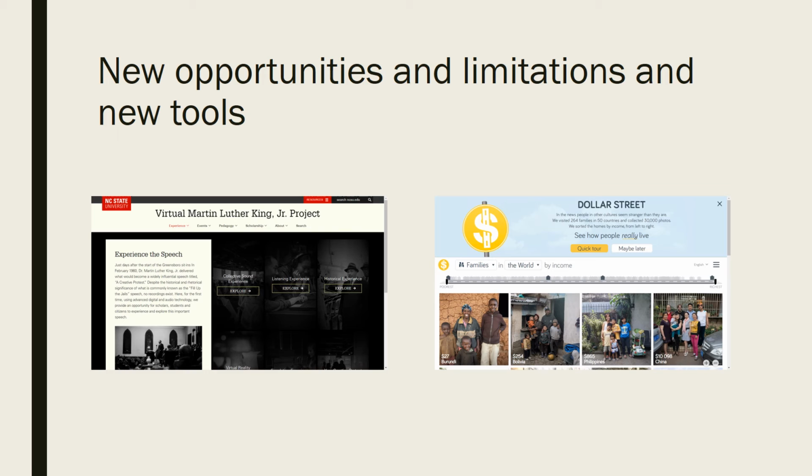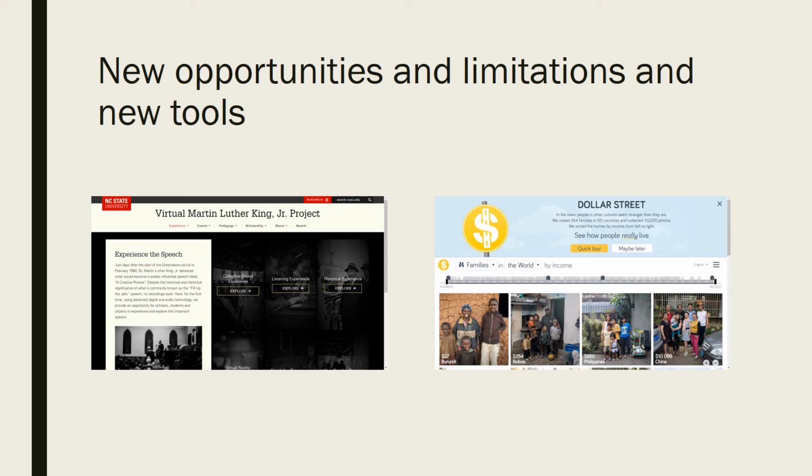Similarly, on the right is a database called Dollar Street. And what this database did was collect photos of families in 50 countries around the world and organize them according to income to demonstrate just how similar people are around the world in terms of the things that they really care about and the way they live.